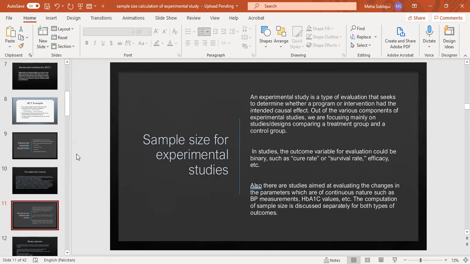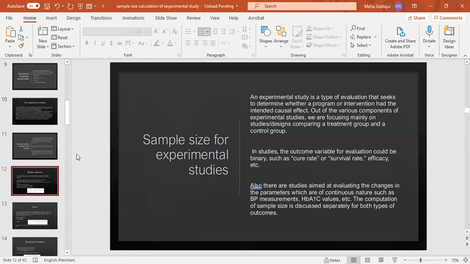In studies, the outcome variable for evaluation could be binary, such as cure rate, survival rate, or efficacy. In these, the outcome is in terms of yes or no. And there are studies aimed at evaluating changes in parameters which are of continuous nature, such as BP measurements, HbA1c values, etc. The computation of sample size is discussed separately for both types of outcomes.